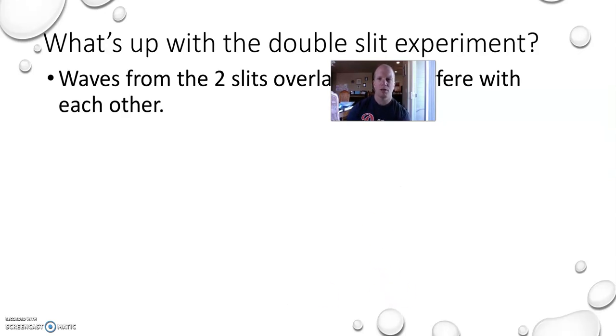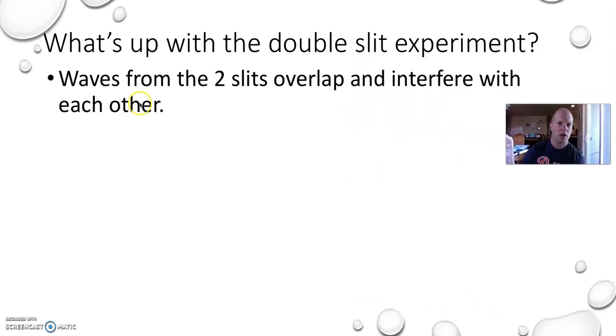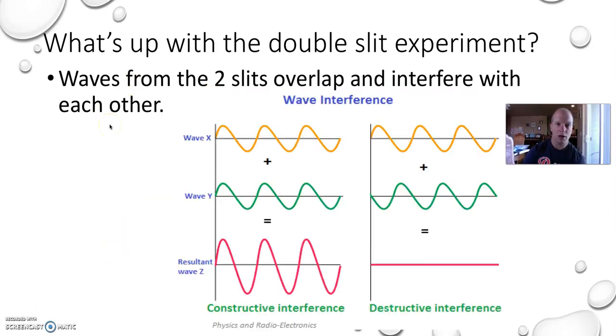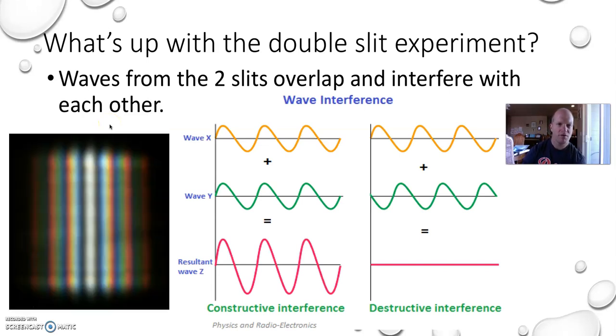So what's going on with the double slit experiment, you guys? Well, waves, as they go through the slits, overlap and interfere with each other, just like in that picture with the water waves. And there are two kinds of interference. You have constructive interference, where when the waves come together and their wavelengths match up, they make a bigger wave. And then there's destructive interference, where the waves interfere or basically cancel each other out and you get nothing.